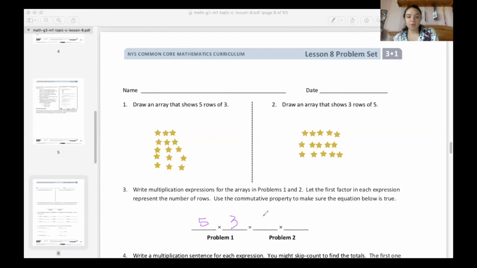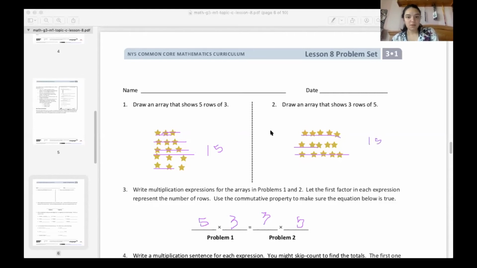So let's take a look. We have 3 rows here, and there are 5 in each group. Are those equal? Do they mean the same thing? Yes, that is true, because 5 times 3 is the same thing as 3 times 5. We can double check that by counting the number of stars in our array. So this one has 3, 6, 9, 12, and 15. So this is 15 right here. On this side, we're counting by 5, so 5, 10, and 15. So they are equal to each other.